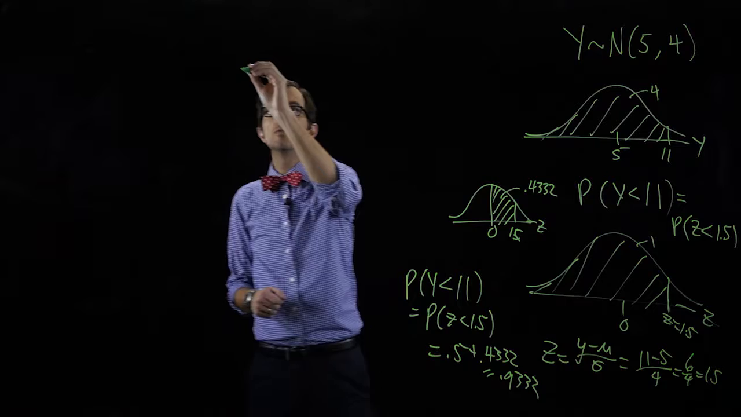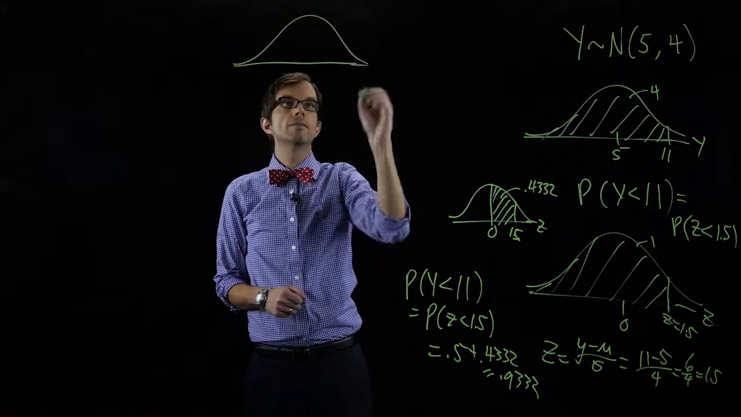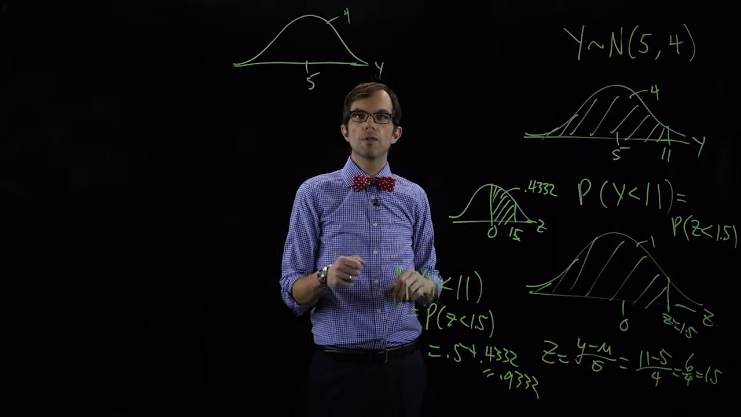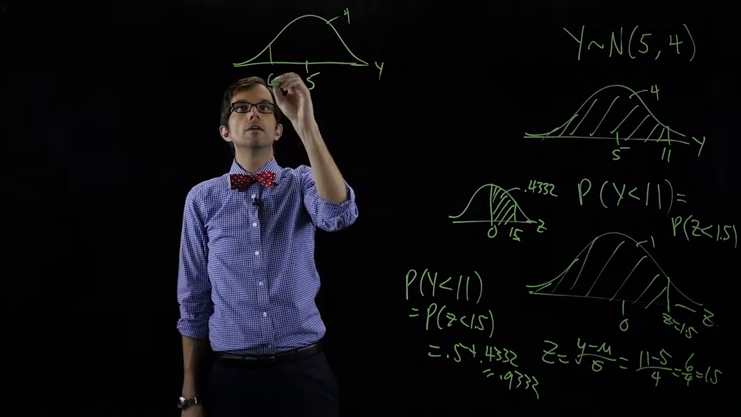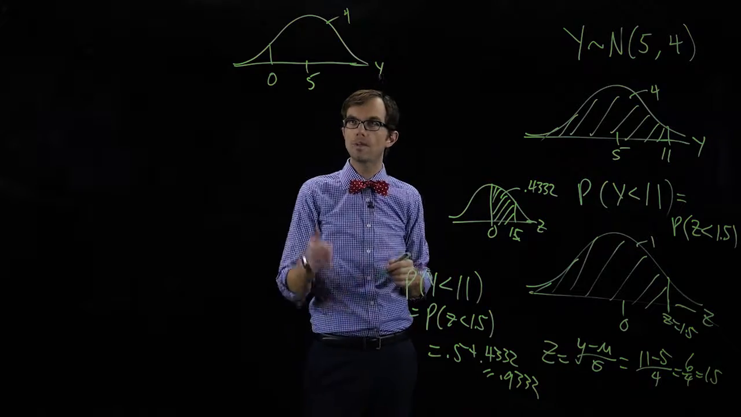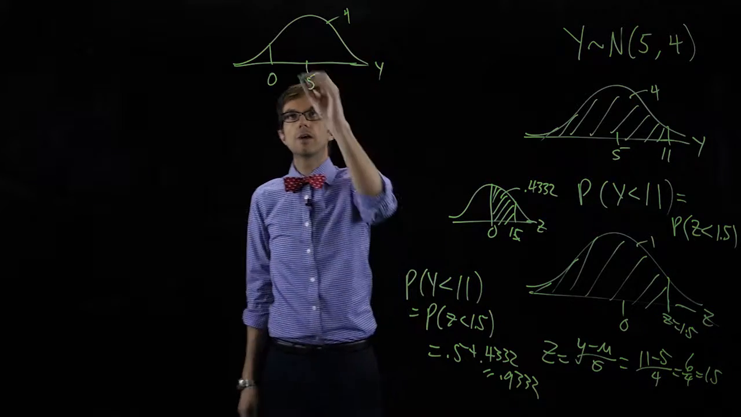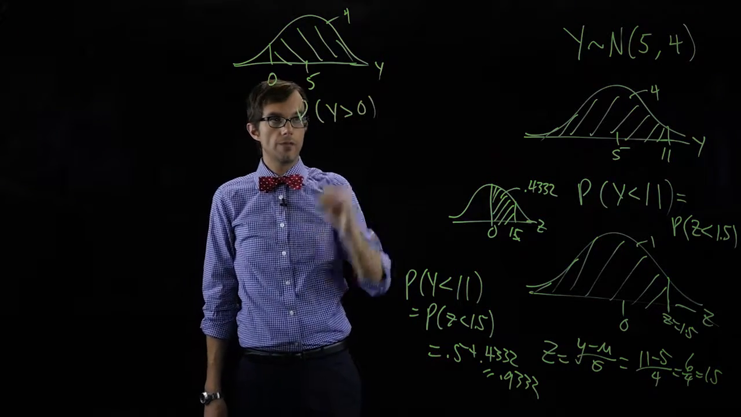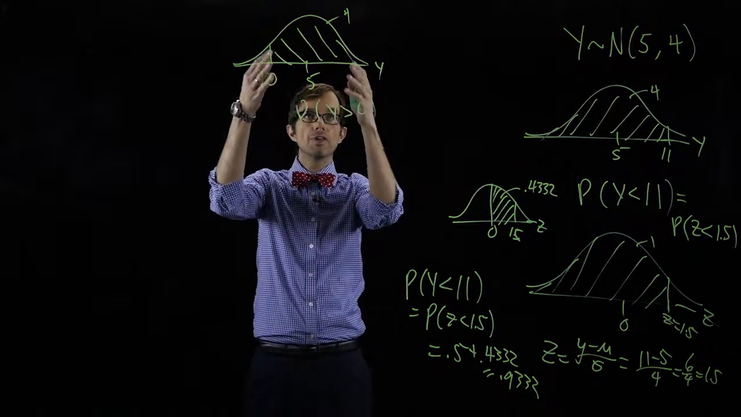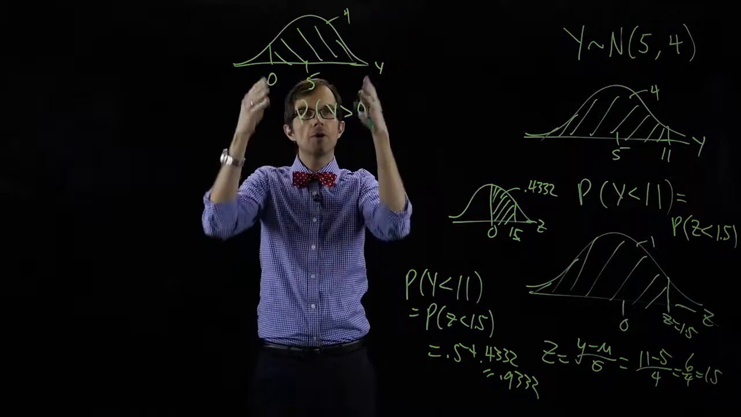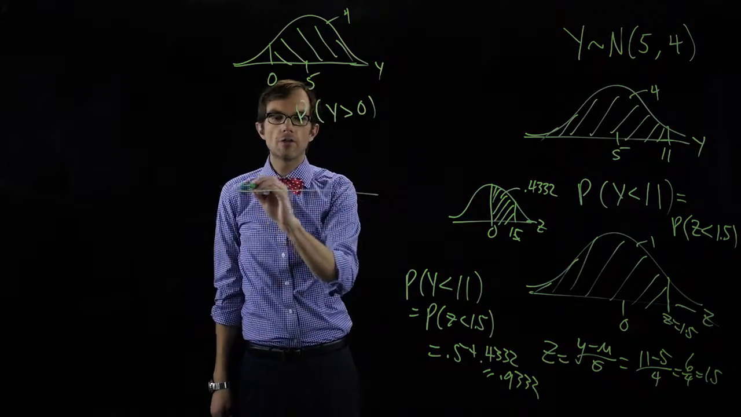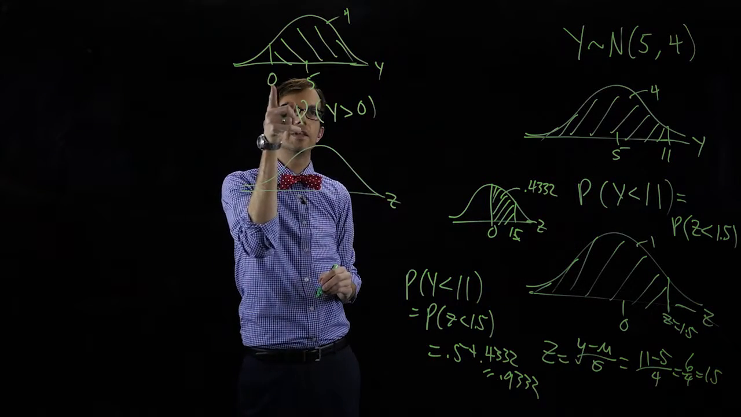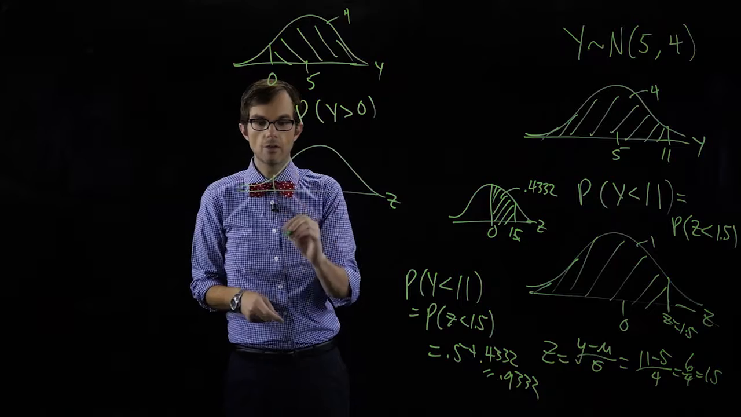Let's take a look at another one. Let's say we wanted to know for this random variable y, mean of 5, standard deviation of 4, what's the probability that y is greater than 0? What's the probability that y takes on a realization that's greater than 0? Well, we need to convert this. We can't do anything with this on its own. We have to convert this to the standard normal distribution. We have to convert this value on the y-axis down to something here on the z-axis.